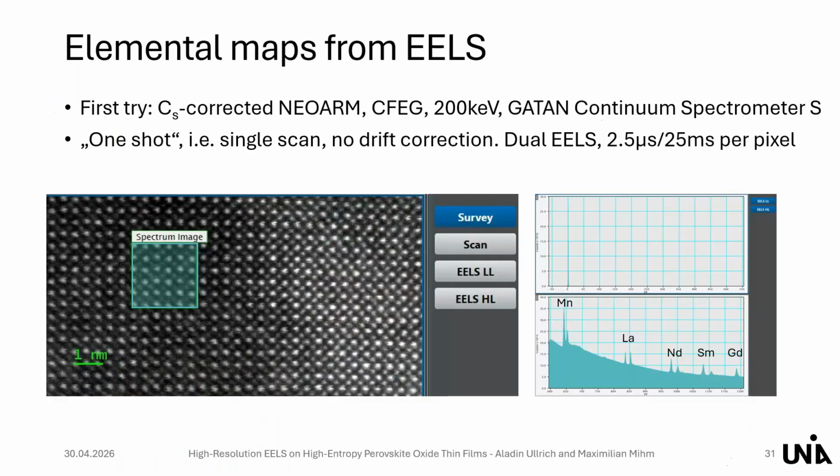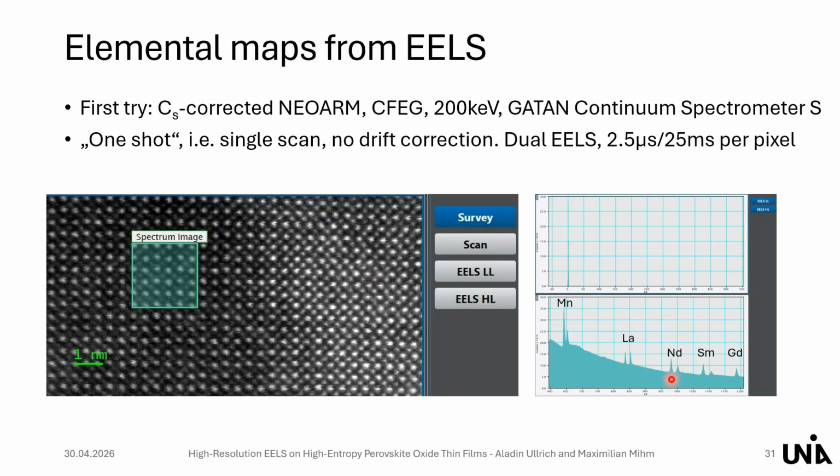What do you call white lines? Usually for the transition metals, you have these very strong white lines, like manganese, but also here the heavy elements, the rare earth metals, they also have quite strong signals.